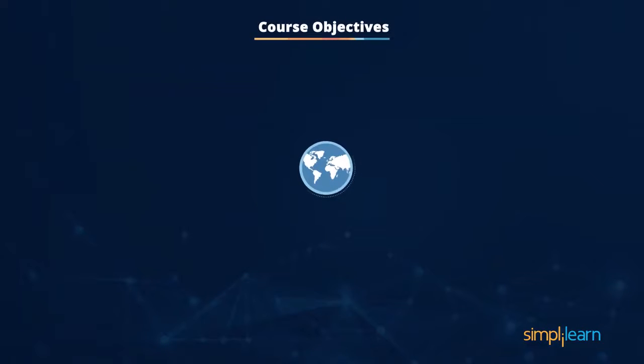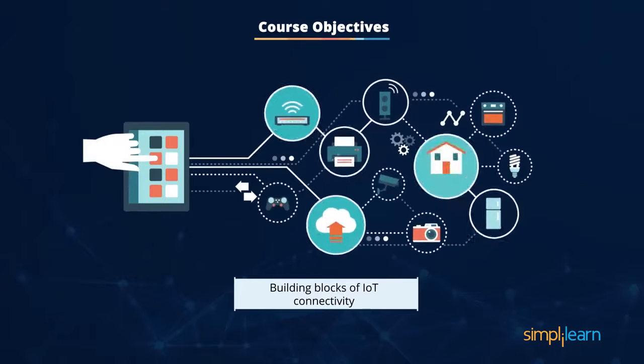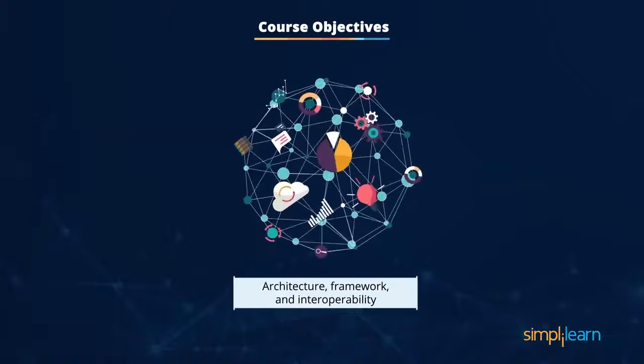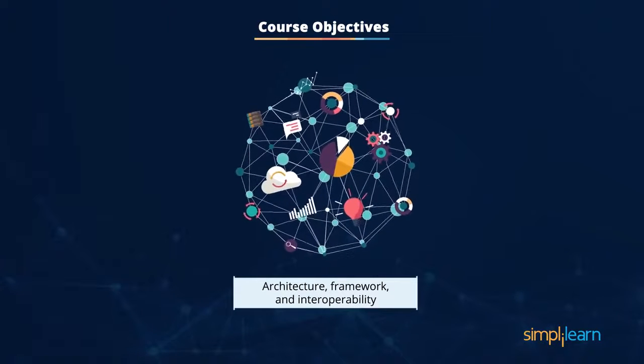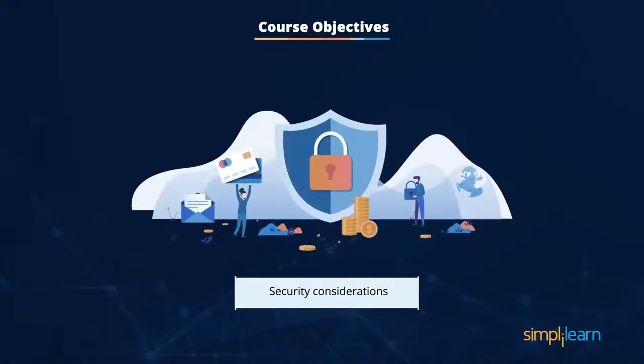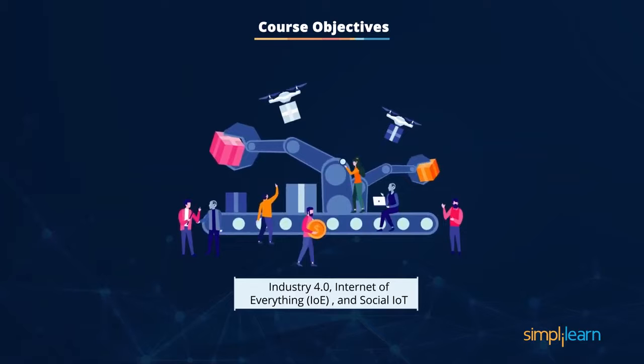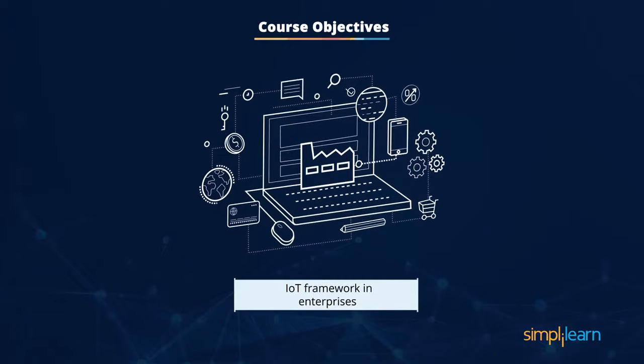After completing this course, you should be able to explain the concept of Internet of Things comprehensively, describe hardware, software, and other connectivity building blocks of IoT, describe design considerations pertaining to architecture, framework, and interoperability, explain the security considerations with IoT pertaining to vulnerabilities, explain Industry 4.0, Internet of Everything, and social IoT. And finally, describe IoT framework in enterprises.